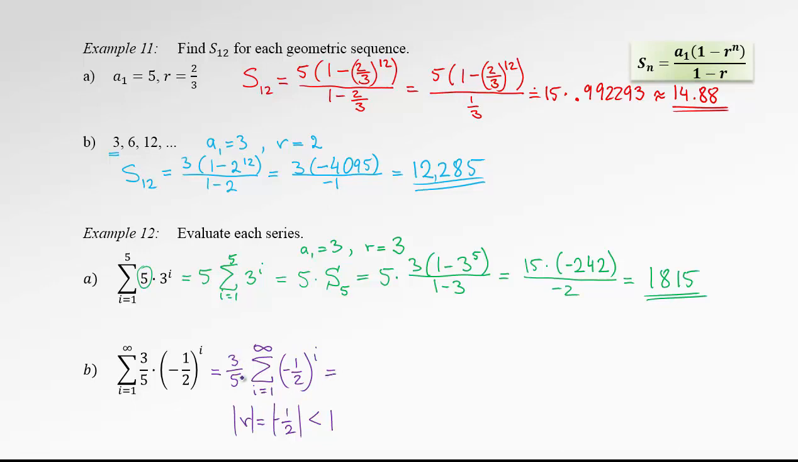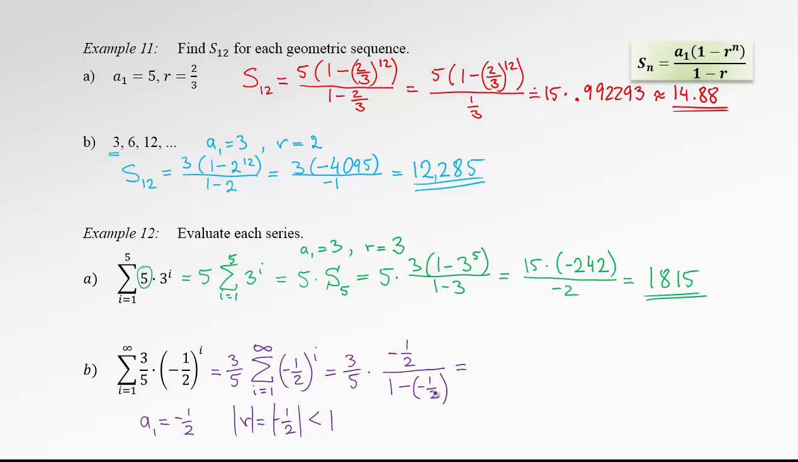Okay, let's copy the 3/5 first. And then the formula for this infinite sum is a1. What's our a1? This is where i is 1, right? So a1 is negative 1/2. Keep it with the sign. Okay, a1 is negative 1/2 over 1 minus r. And r is negative 1/2 as well. So watch this double negative here. Here we go.